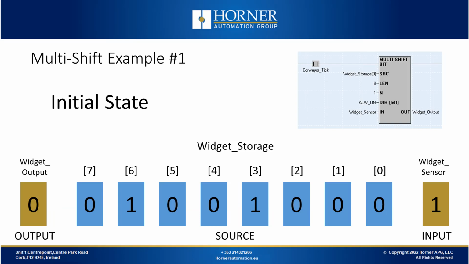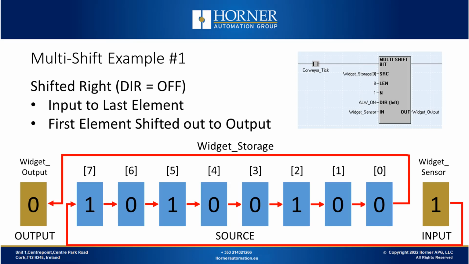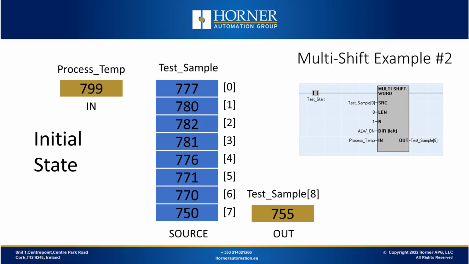Back to our initial state. To shift it right, we need to assign a 0 to our direction variable. In this case, our input goes to the last element. The element getting shifted out is 0. Multi-shift is not just useful for binary data. We'll show this on the next example.